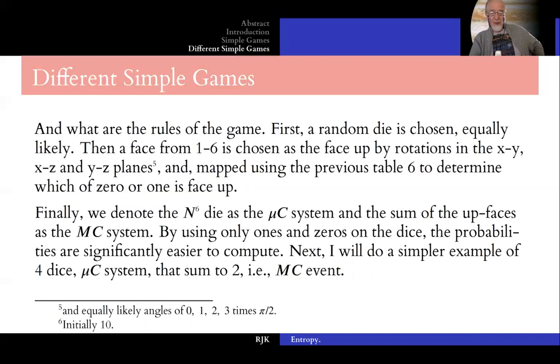And so we have a way to understand where everything has gone whenever we've done any of these rotations. And each of the rotations will be done a discrete number of times, again with equal likelihood of 0, 1, 2, or 3 times pi over 2. So that will give us a system, which we're calling, again, another MC system. And the sum of the up faces is going to be the MC system.